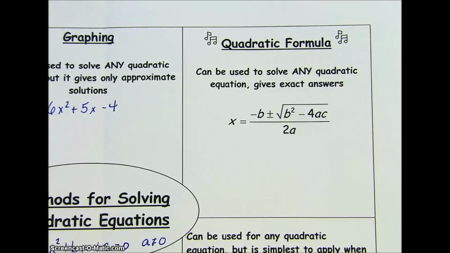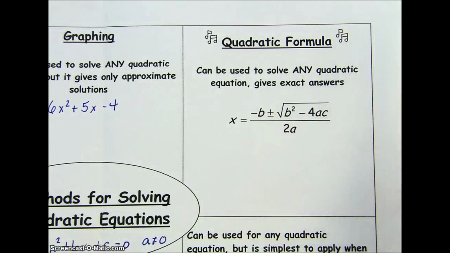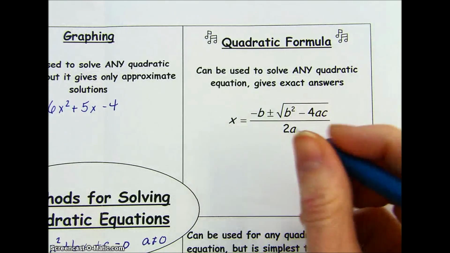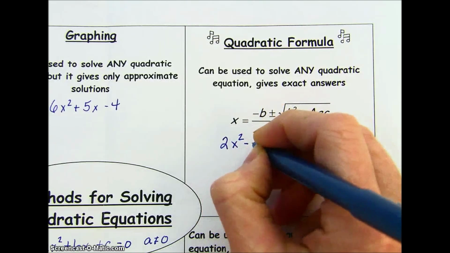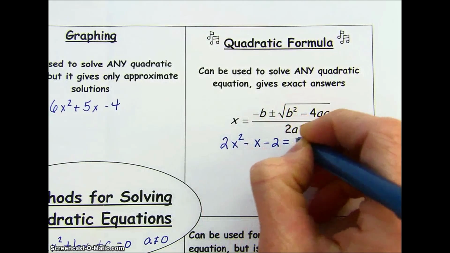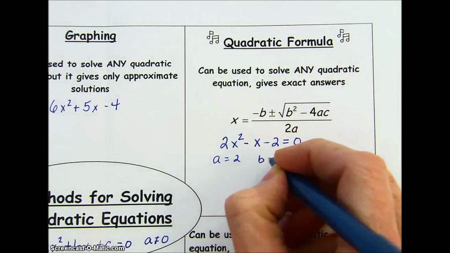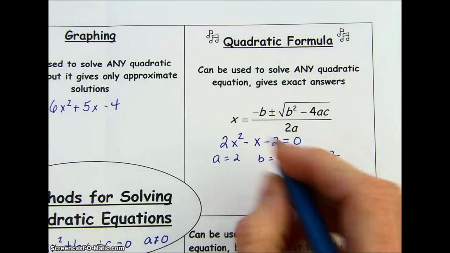What's great about these methods is they will work always. So you can see the quadratic formula here. I have little music notes. I actually make my students sing a Sesame Street song to remember the formula. But you see the a, the b, and the c, and that's going to come from your original standard form. So let's look at 2x squared minus x minus 2 equals 0. And all you have to do is identify your a, your b, and your c. So let's plug and chug.